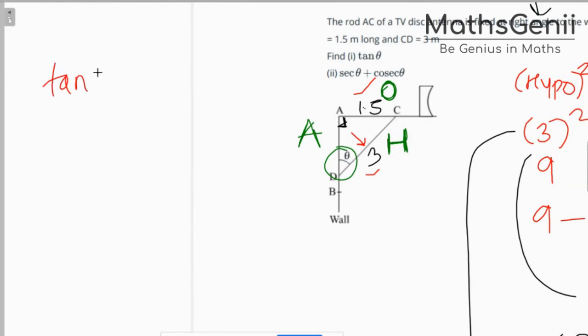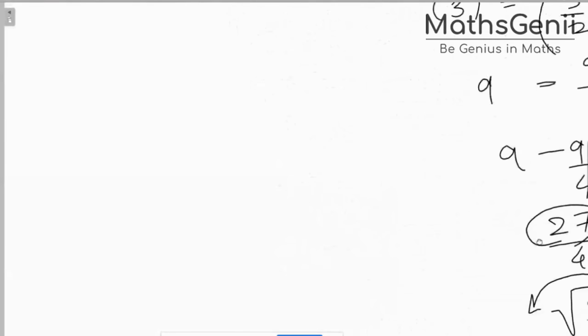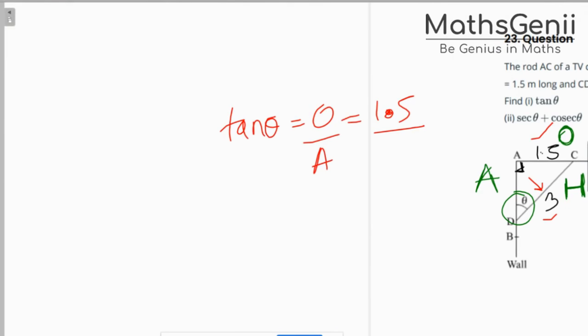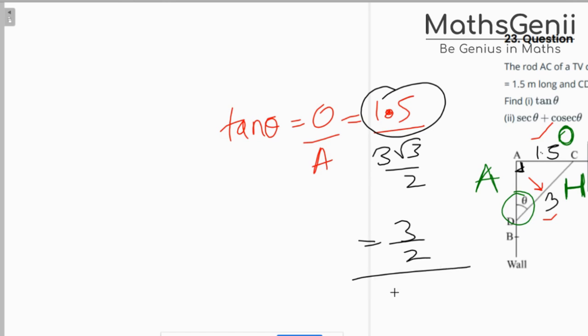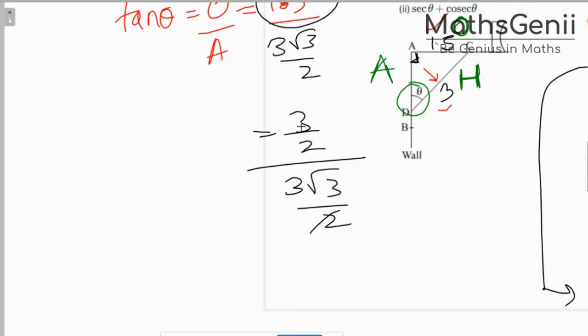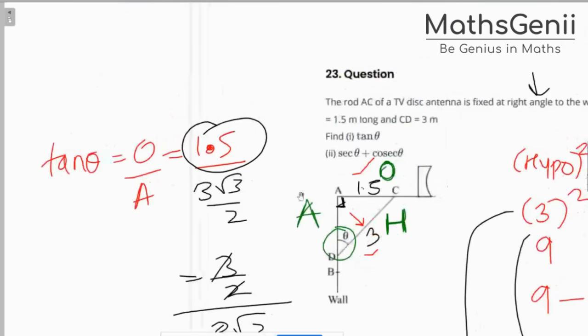The tan theta formula is O by A. So O is 1.5, and A is what you calculated, 3 root 3 by 2. Again, decimal is creating a problem. Can I write 3 upon 2 in place of 1.5? I just showed you why. Now 2 gets cancelled, 3 gets cancelled, and your answer remains 1 upon root 3. So this is your answer. The first part of the question is over.